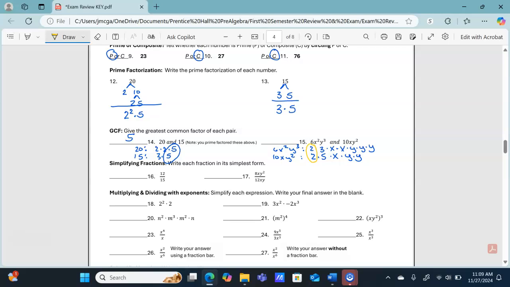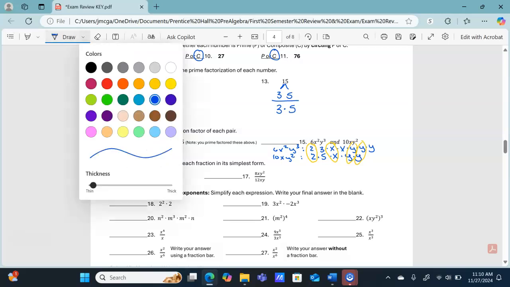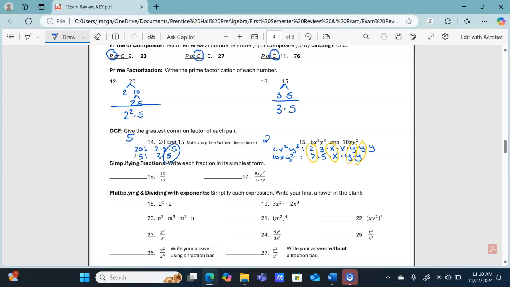They have a 2 in common. They have an x in common. And they have a y in common twice. So you end up with 2x, and then y times y would be y squared. Notice that we list them differently when we're finding greatest common factor than we do when we're finding least common multiple.